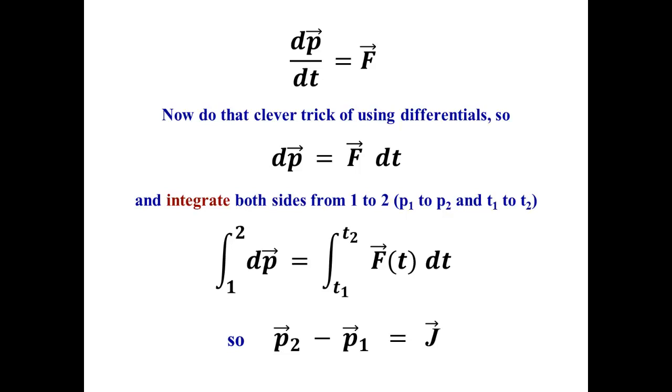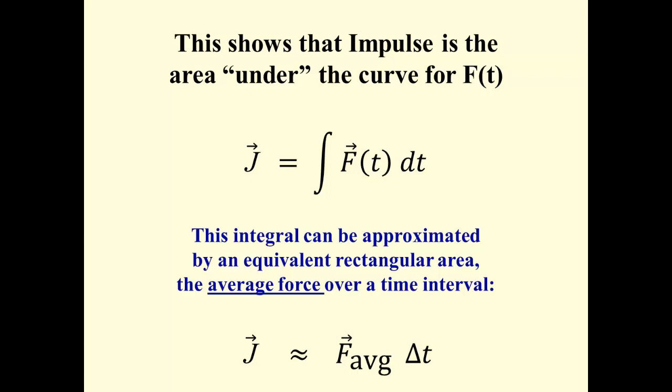Now on the left-hand side you see just the differential of p, and it turns out that an integral does the antiderivative process that just turns dp into p. So when we integrate both sides, that left-hand side becomes p evaluated from time 1 to time 2. So it's just p2, meaning the momentum at time 2, minus p1, the momentum at time 1. The right-hand side is the integral, that is the area under the function F(t) from t1 to t2, and that is what we call J, the impulse. So the impulse is the area under the curve for F(t), that is the integral of F(t) dt. It's a vector because F is a vector.